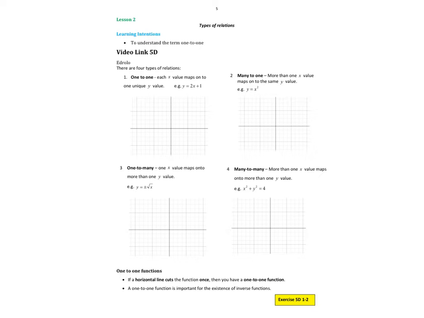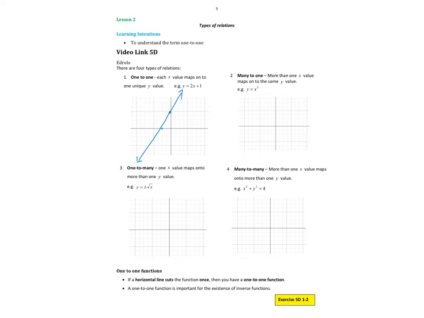Okay, so what we're going to look at now is a genuine continuation from 5C. We're just looking at types of relations and we're going to formalise them. We've spoken about how we can have relations and functions. The first type of relation is in fact a one-to-one function, something like y equals 2x plus 1. If I was to sketch that, 2x plus 1 might look a little bit like that. And so we're saying that's a one-to-one function.